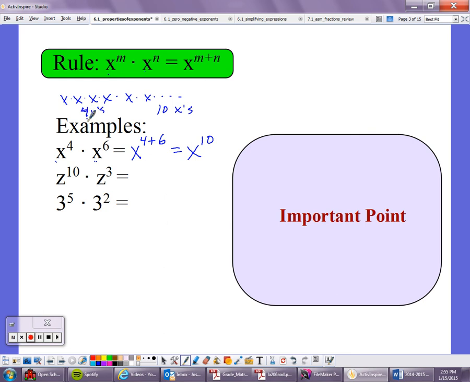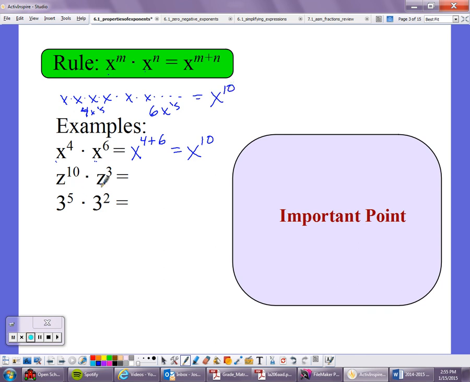Oh wait, no, sorry, 6 x's. My bad. So we've got 4 x's times 6 x's, so we should end up with how many all together? We're going to have 10 of them, or x to the 10th. Same thing here.